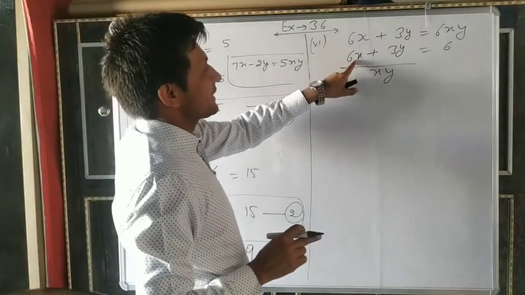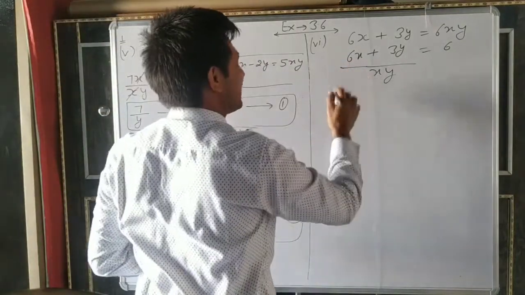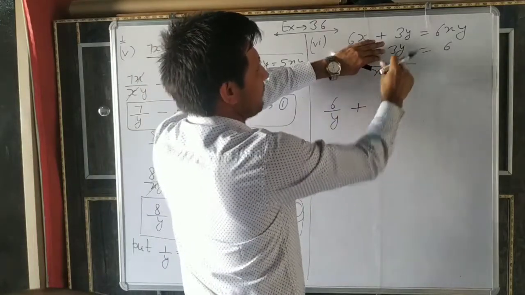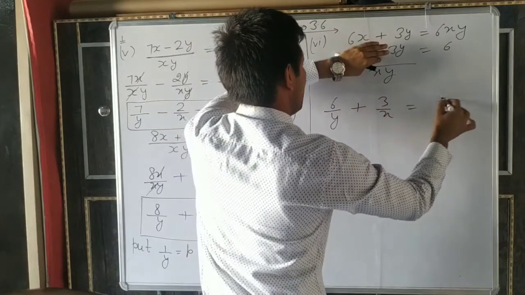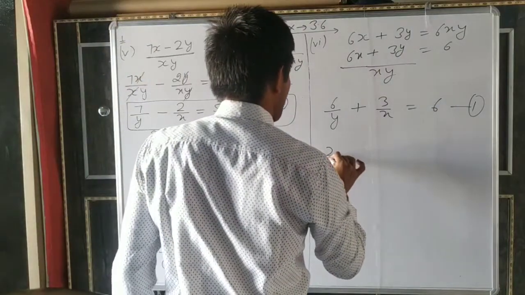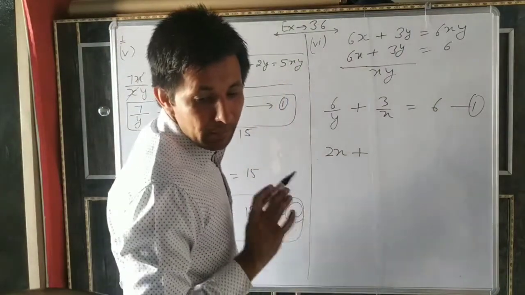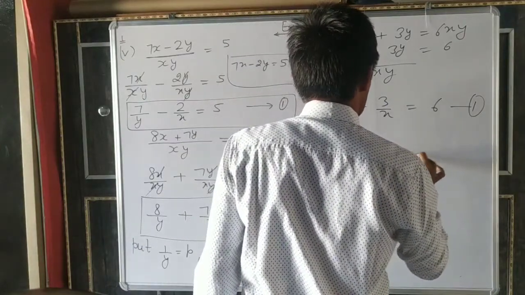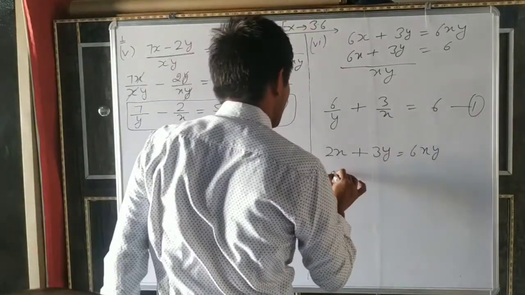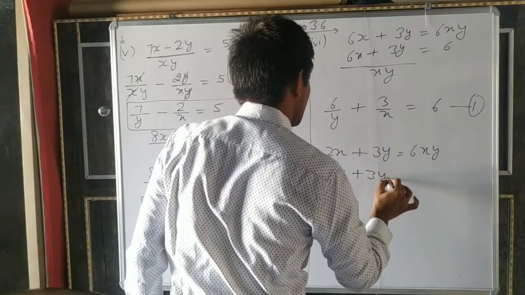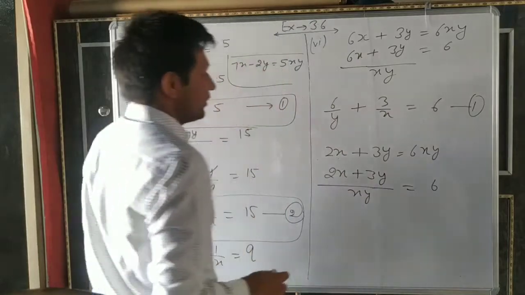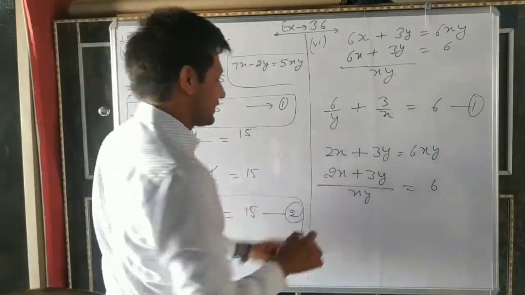So it means 6x divided by xy. X cancels. So what remains? 6y plus 3y divided by xy. Y cancels. What remains? 3x equal to 6. It is equation 1. Same as it is, we will convert here: 2x plus 3y equal to 6xy. Xy here multiplies, on the other side it divides. So (2x plus 3y) divided by xy equal to 6. 2x divided by xy, x cancels x. What remains?